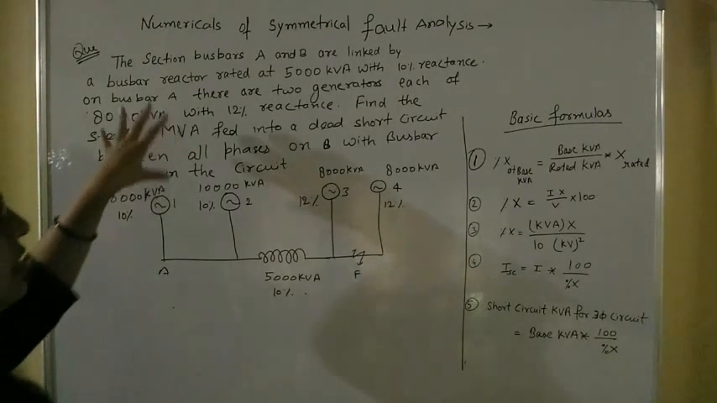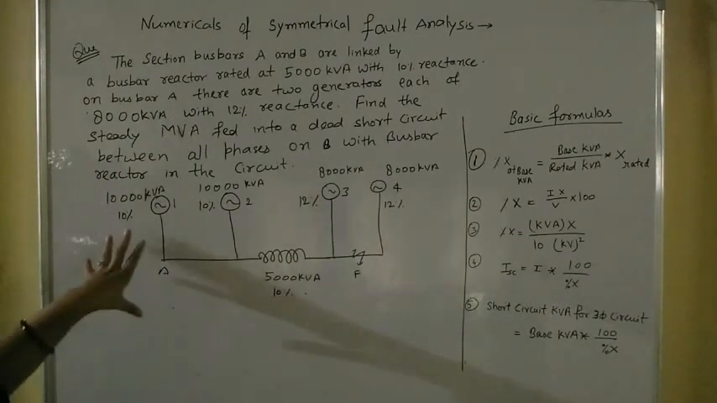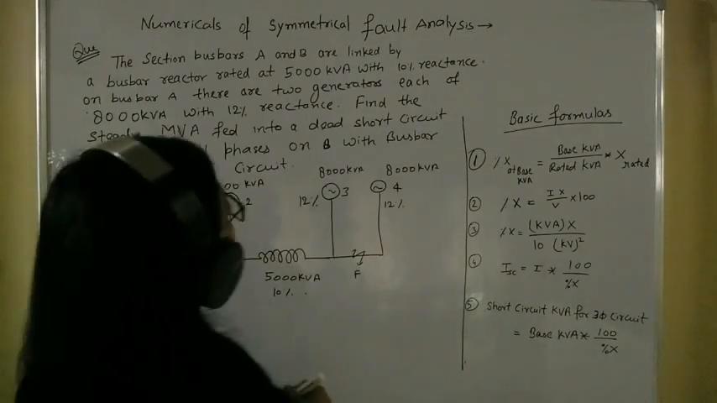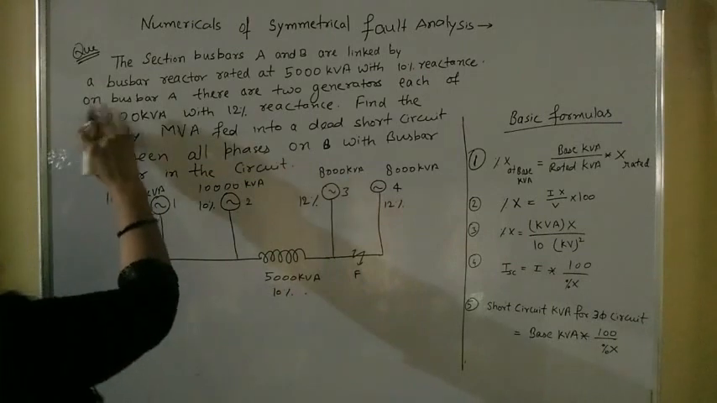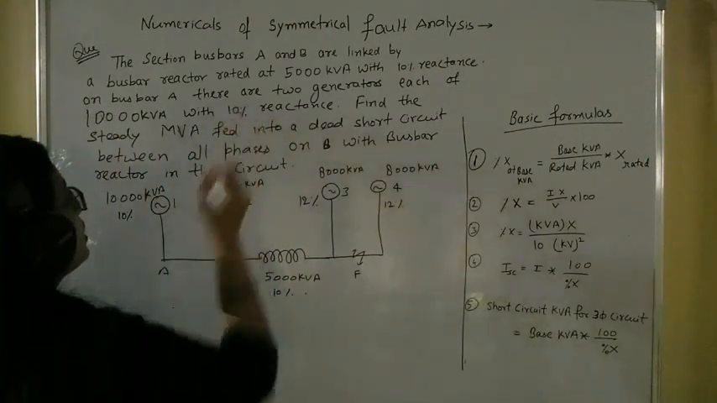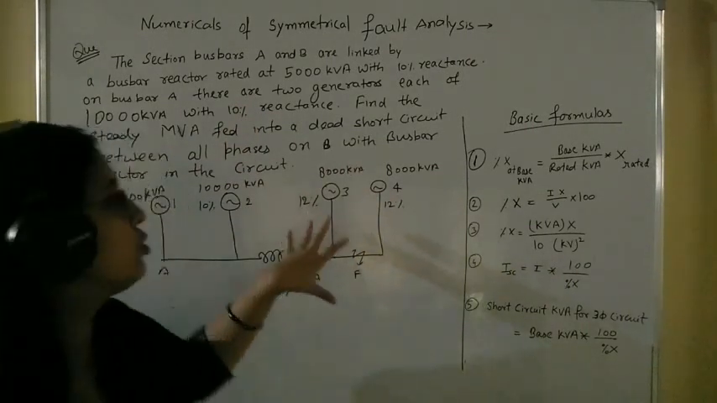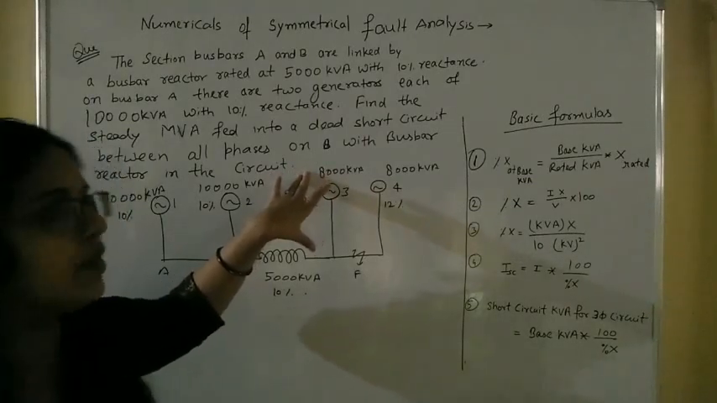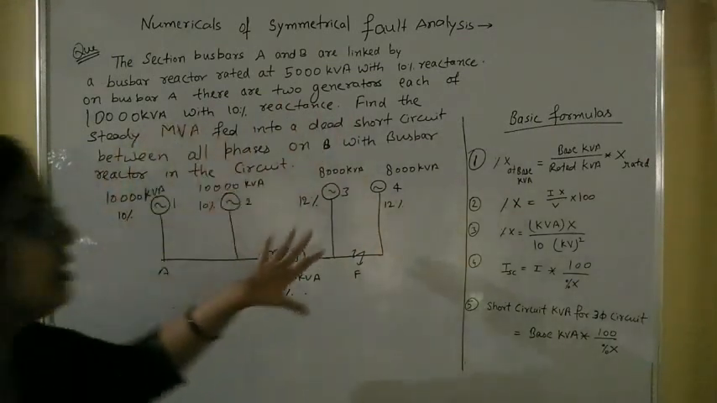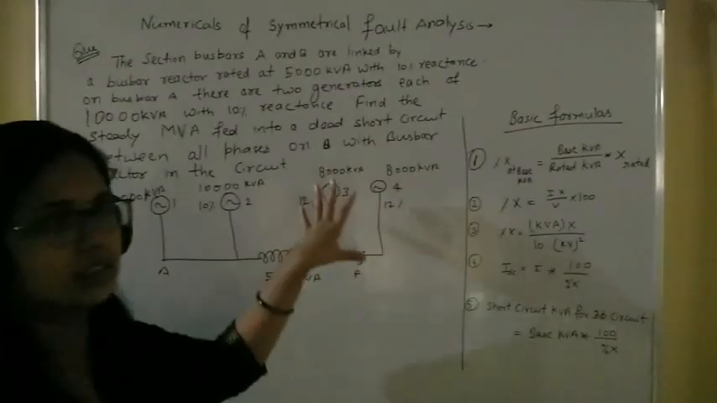Sorry, one thing is not written here, that is for bus bar A, there are two generators that have 10,000 kVA and 10% reactance. So each of them will be 10,000 kVA and reactance will be 10%. Another bus bar also has different kVA value and percentage reactance. That is not written here, but in the question it is given in the diagram. So we will consider like this.